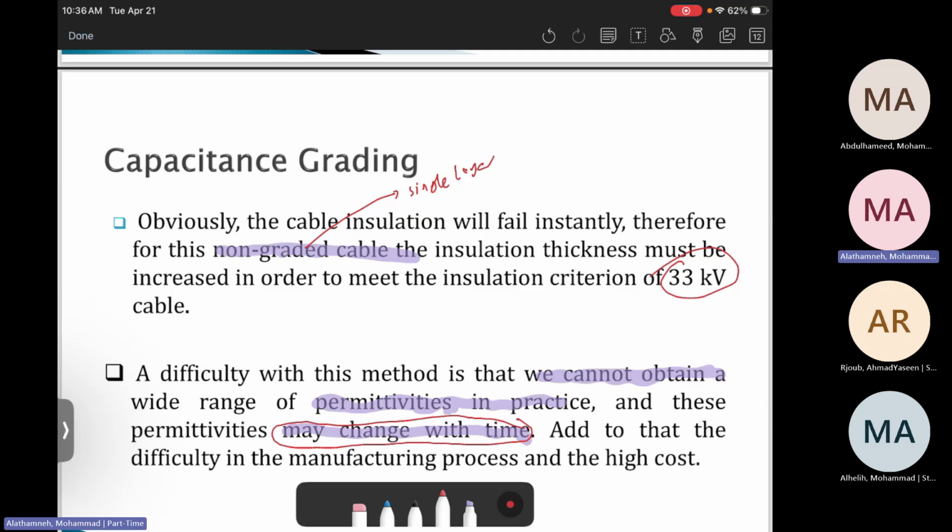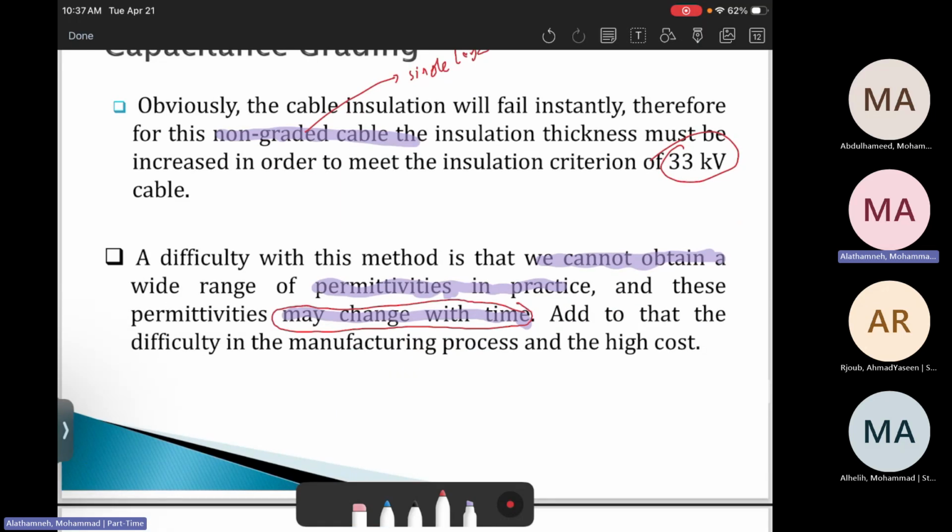And the other thing is that it will be difficult in the manufacturing process to make three different layers, and it will cause a high cost.